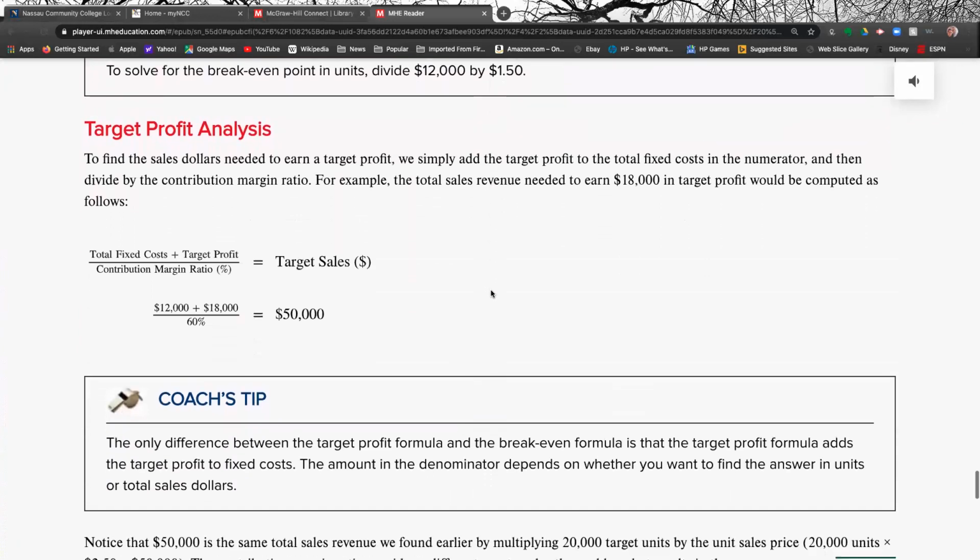The same for the target profit. We take the fixed cost, add the target profit, 12 plus 18, $30,000, divided by 60%, $50,000.